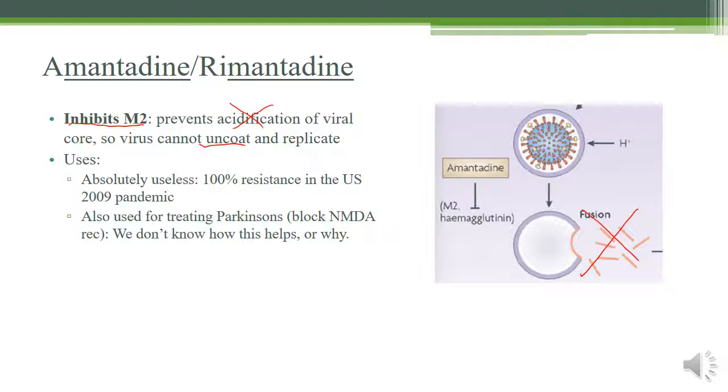So right now it's pretty much absolutely useless. There's pretty much 100% resistance in the United States. That's why you never really hear about anybody taking amantadine for the flu. However, we did find out that amantadine also blocks the NMDA receptor, and you'll learn in neuro that that can be useful for Parkinson's. We don't really know how that helps or why, but it does help some people with Parkinson's disease.